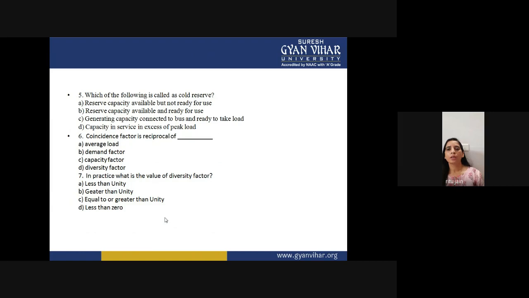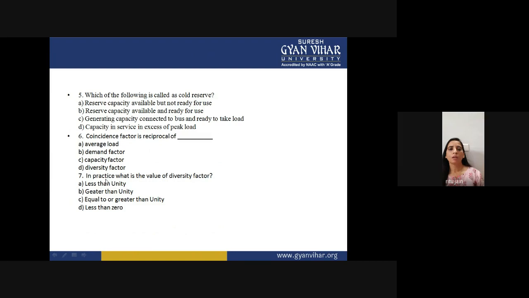Which of the following is called as cold reserve? Reserve capacity available but not ready to use is always called a cold reserve. Now, coincidence factor is the reciprocal of diversity factor actually. We will discuss it in the next lecture.